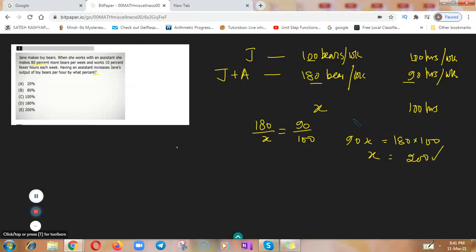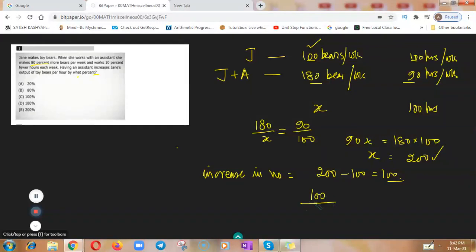Now what is 200? 200 is the total number of beers made per week when Jane works with her assistant. Earlier when Jane was working alone, she was making 100 beers only. So what is the increase in number? The increase in number of beers made per week will be 200 minus 100, that is 100. That means the question is asking by what percent. So percent is always calculated on 100.